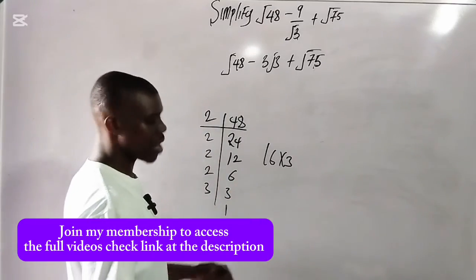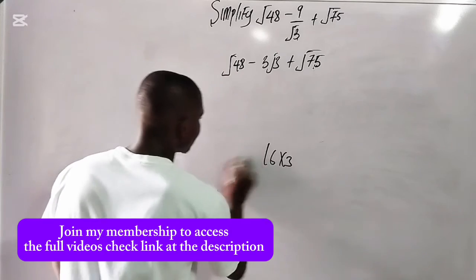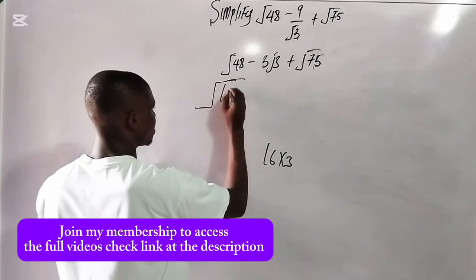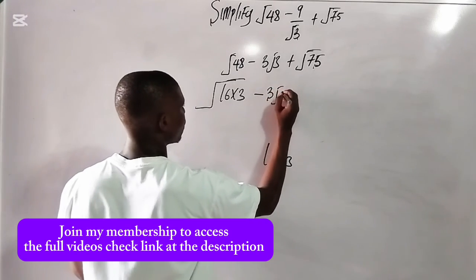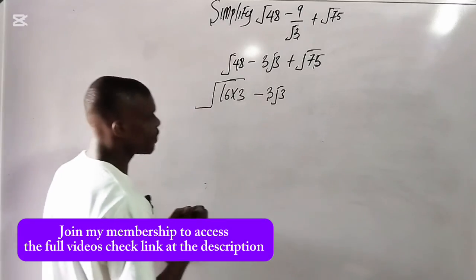So 16 times 3, here we have 48. So what will happen here? I'll write this out. Now instead of saying square root of 48, I'm saying square root of 16 times 3, minus 3 square root of 3. Right, let's do the same for 75. To do it for 75, here we have what?